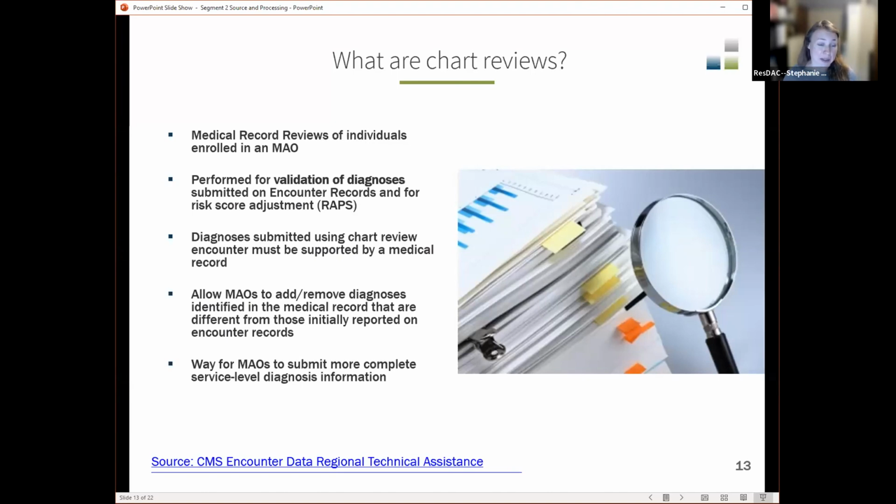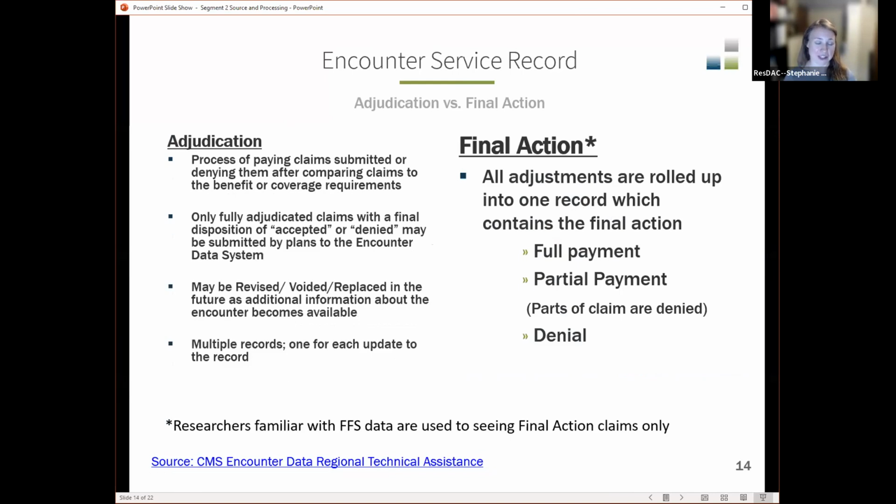They must be supported by the medical record, and managed care organizations could use it to remove a diagnosis if upon chart review they realize it was billed incorrectly, but by far it's mostly used to add diagnoses, and that's of course to communicate to CMS that their payment maybe needs to be a little bit higher. And so that would be the primary use of chart reviews.